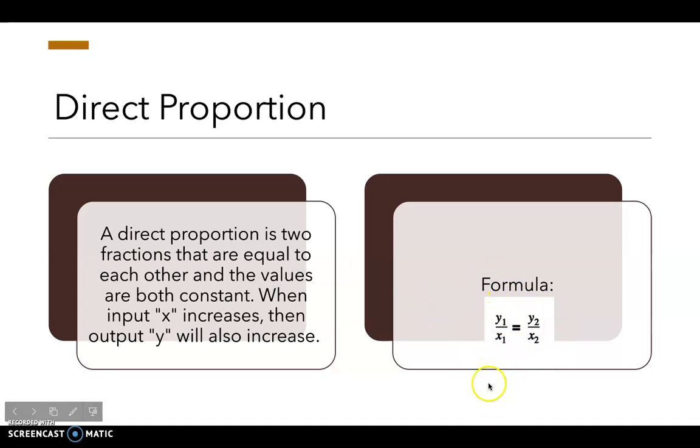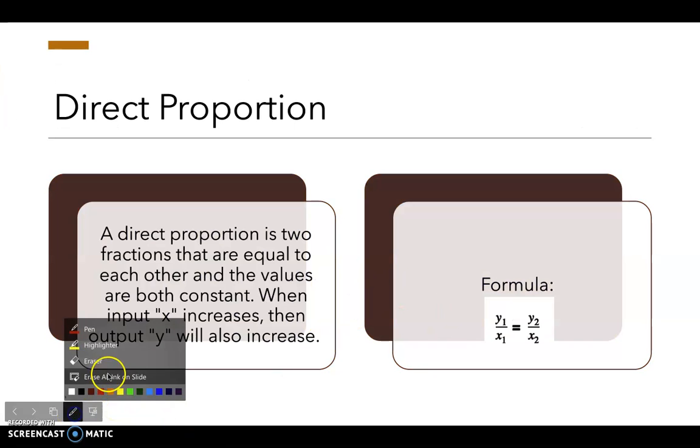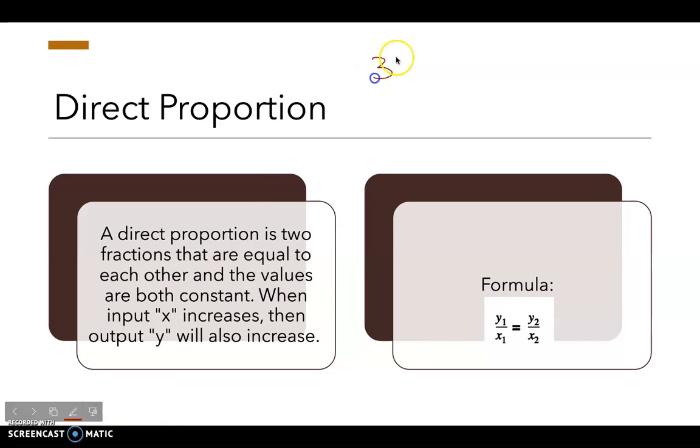So say, for example, Joe makes $35 for 3 hours. How much money does he make in 1 hour? Okay, so that means I would be doing 35 over 3 hours. Then for 1 hour, how much money does he make?